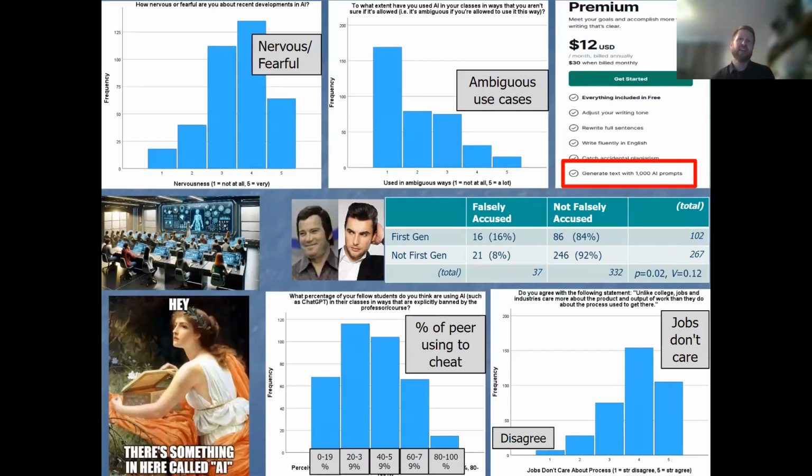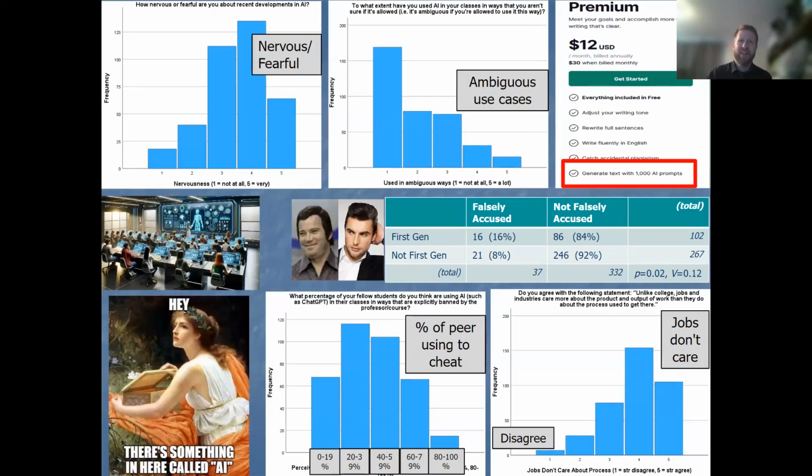In fact, my data shows that first-generation students here at BSU are more likely to have been falsely accused of AI usage when they didn't use it to cheat. And this matches the same pattern that's been seen for English language learners being more likely to be falsely accused of using AI. Meanwhile, students tend to think that a lot of their peers are using it to cheat, but this is actually a pretty big overestimate relative to the number that actually do admit cheating with AI.